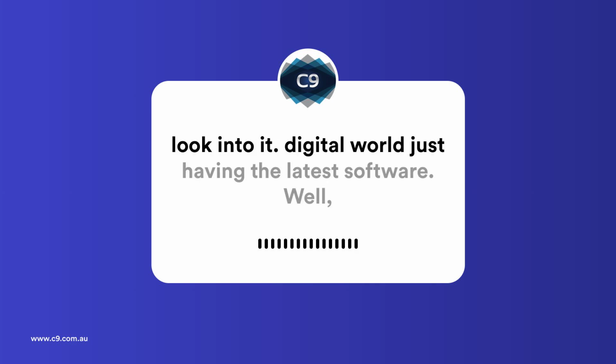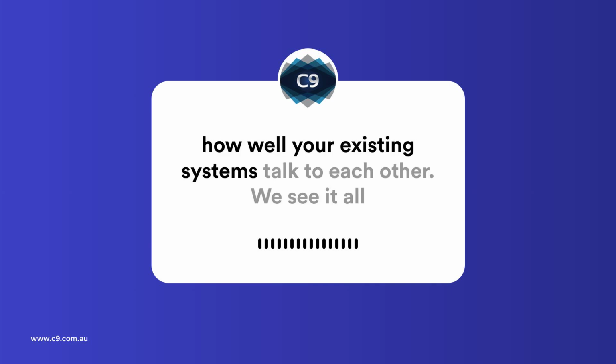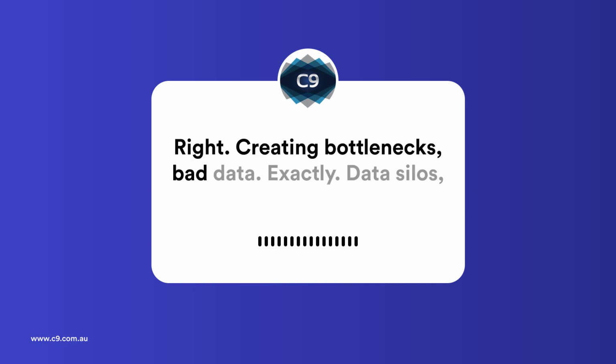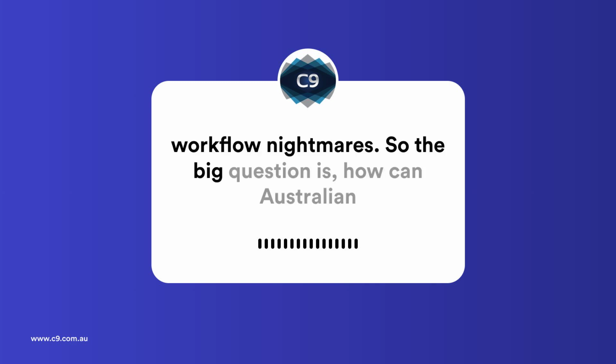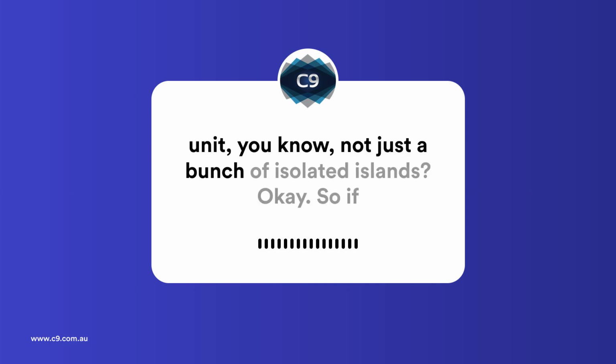In today's digital world, just having the latest software isn't enough, is it? No, not really. It's fundamentally about how well your existing systems talk to each other. We see it all the time: businesses with great tools, but they operate in silos, creating bottlenecks and bad data. Data silos, workflow nightmares. So the big question is, how can Australian businesses get their different apps working together as one unit, not just a bunch of isolated islands?